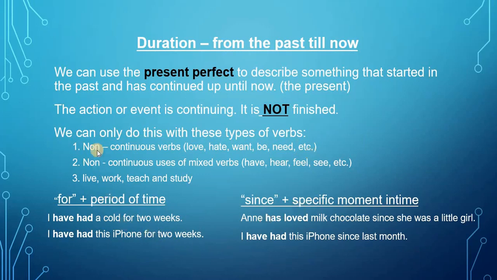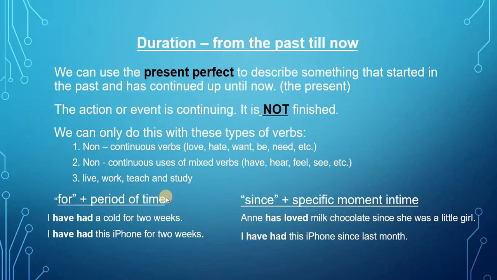Number 1, non-continuous verbs: love, hate, want, be, need, etc. Number 2, non-continuous uses of mixed verbs: have, hear, feel, see, etc. And we also have these verbs: live, work, teach, and study.